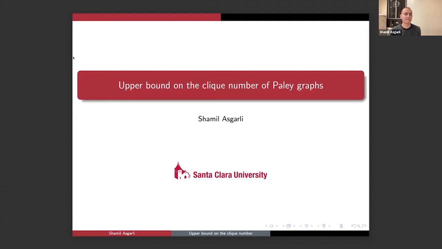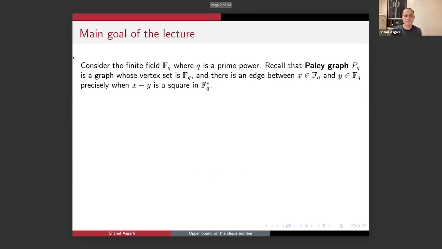And this is the last of the three lectures I'm presenting on the clique number. And today I'm going to tell you about the upper bound on the clique number of Paley graphs. So the main goal of the lecture is the following.